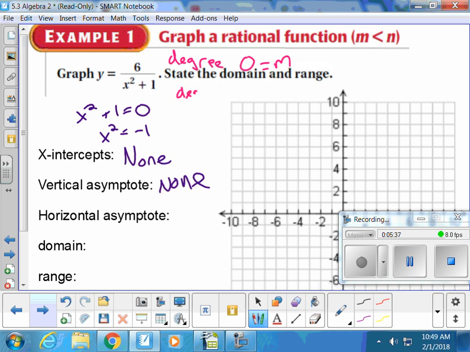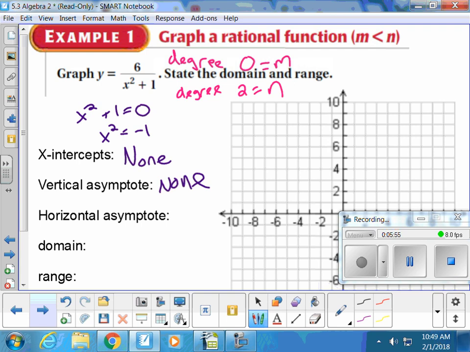Would you say the degree in the bottom is 2? So that's n. And now you look at your chart. So I think what we just concluded is m is 0 and n is 2. So therefore m is less than n. Would you agree? M is less than n? That's the very top entry of the chart.